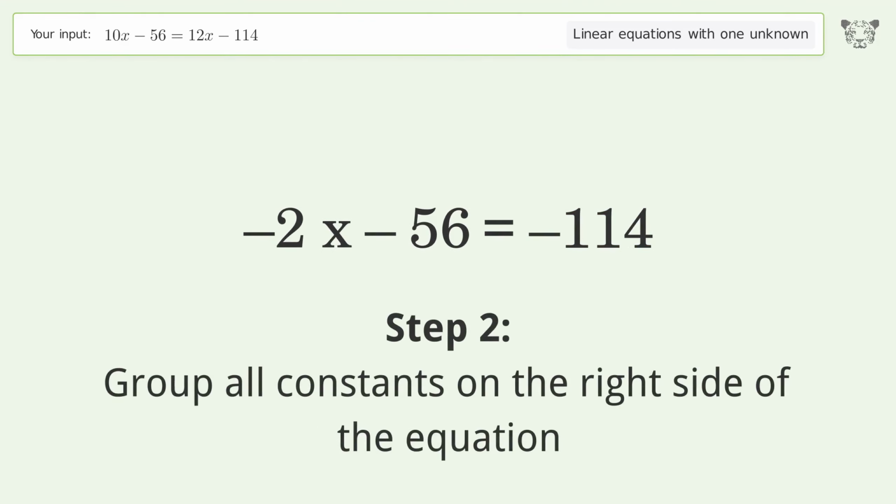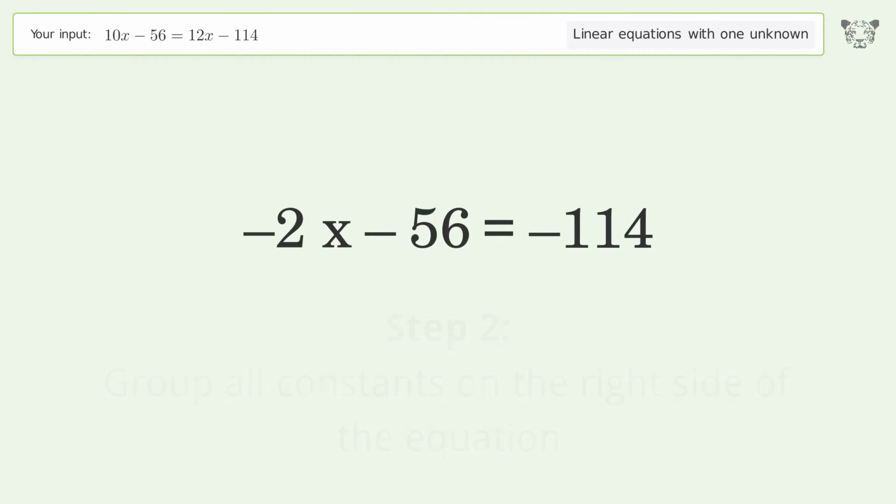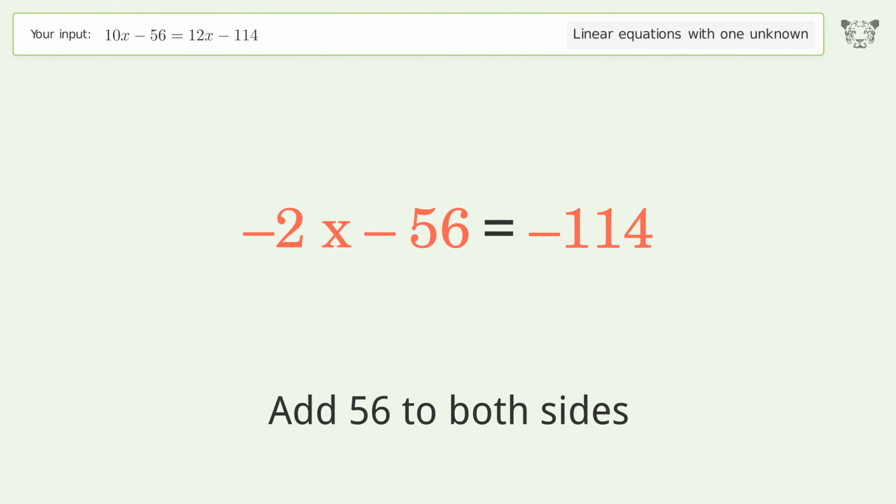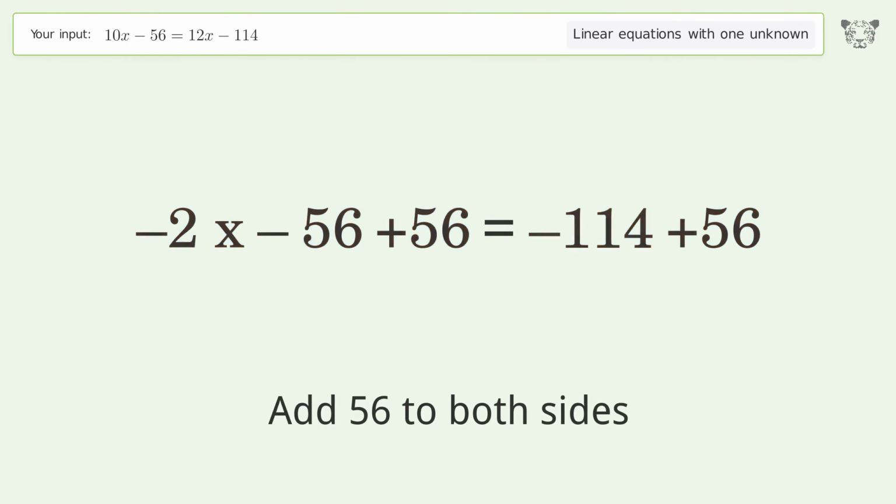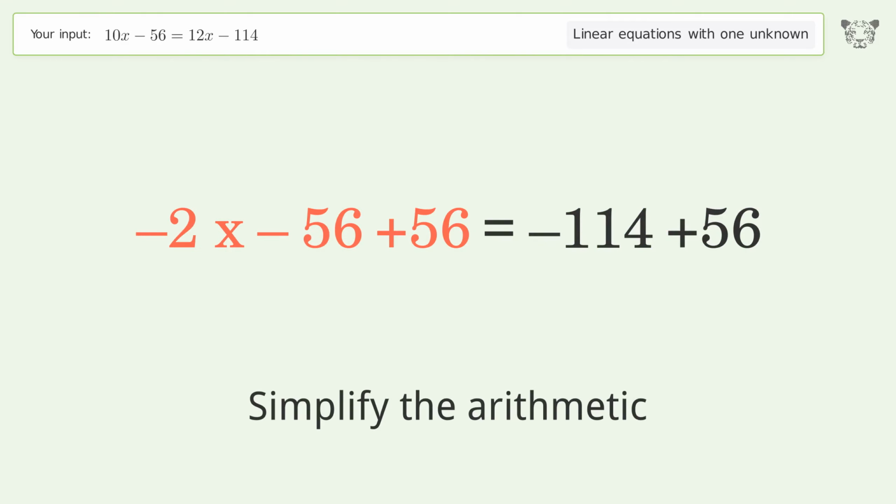Group all constants on the right side of the equation. Add 56 to both sides. Simplify the arithmetic.